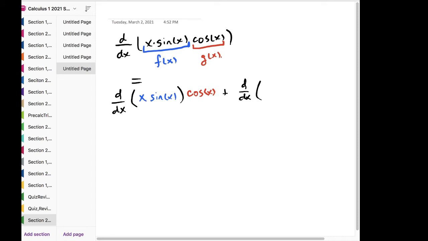and then d/dx of cosine, and then x sine of x. Okay, so what's the derivative of x sine of x? Or how do I do that derivative? Not the answer, but what do you do?